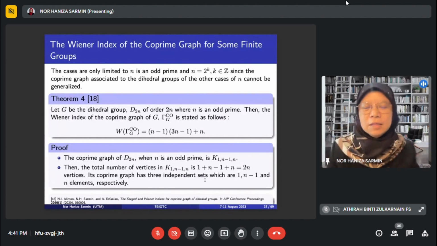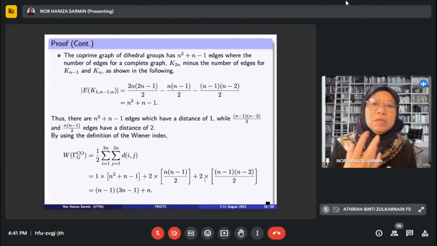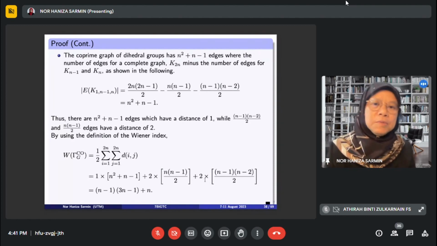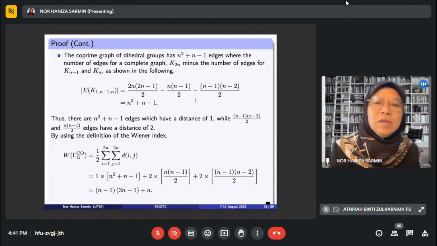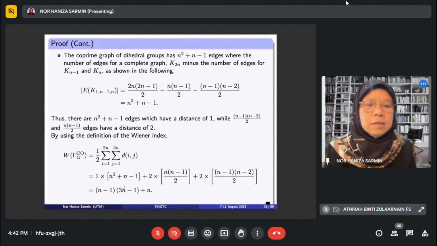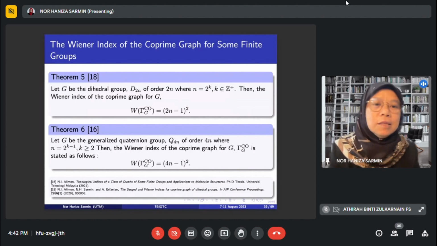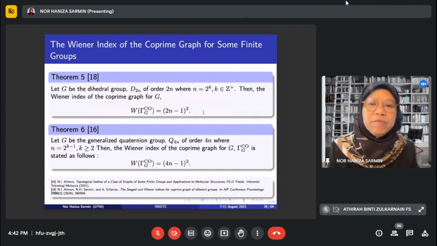And they have 3 independent sets, and we have the number of edges. The number of edges of a complete graph, subtract that with the number of edges of the other 2 complete graphs, and you get the number of edges. But for this one, we use the definition of the Wiener index, and we get the double sum of the distance between 2 vertices. For dihedral groups for the other case, this is the Wiener index of the co-prime graph using the definitions as earlier. The next one is for the generalized quaternion.